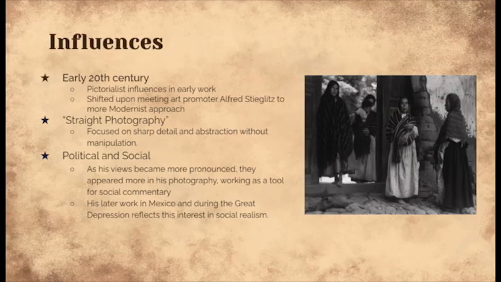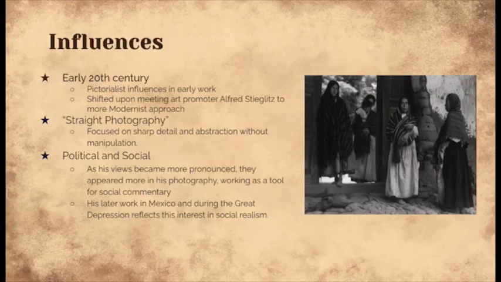Historical and personal influences. Early 20th century context. Strand's early work was influenced by pictorialist movements, which emphasized photography as an art form with a paint-like style. However, after meeting photographer and art promoter Alfred Stieglitz, Strand shifted towards a more modernist approach. Then came the shift to straight photography. Strand is credited with helping define straight photography, focusing on sharp detail and abstraction without manipulation. This style was a reaction to pictorialism and aligned with the broader modernist trends in arts.